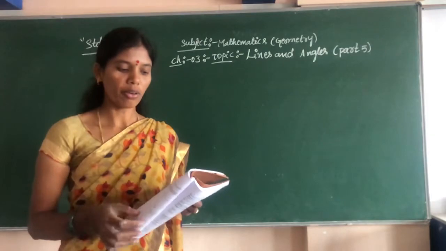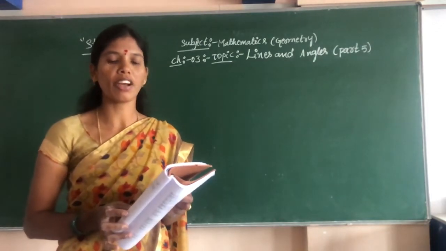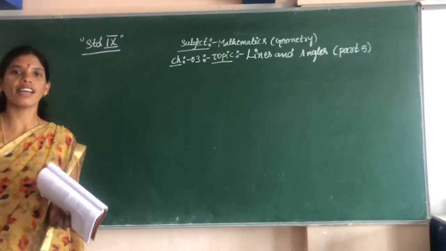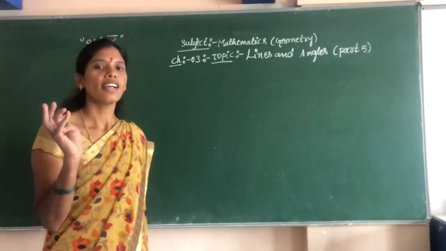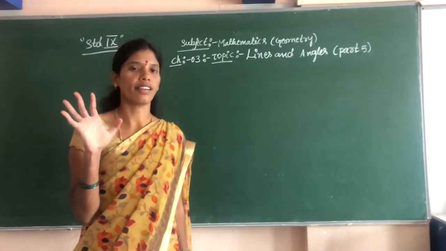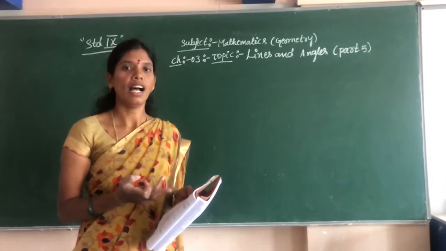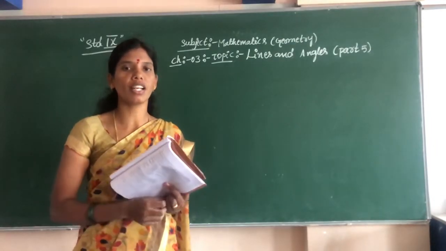Okay, children, now next we shall go to the angle sum property of a triangle. Already you know, children, a triangle is a closed figure with three sides, three arms. So how does the angle sum property of a triangle come about?